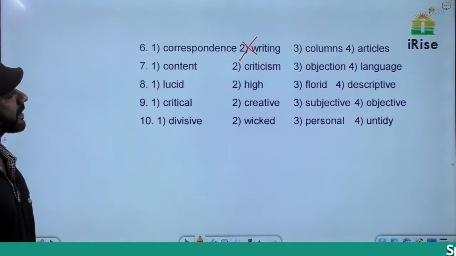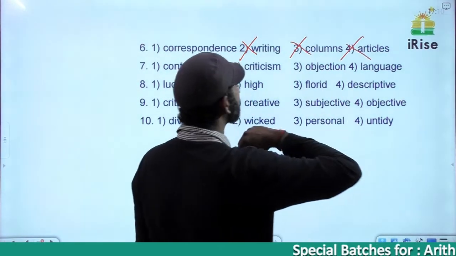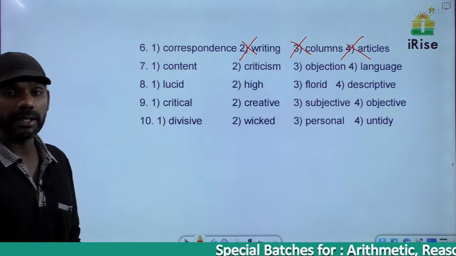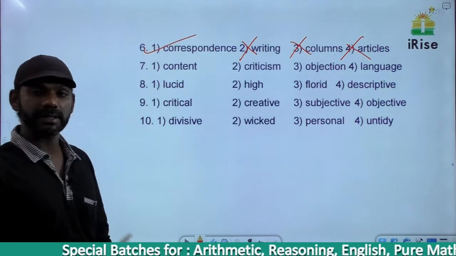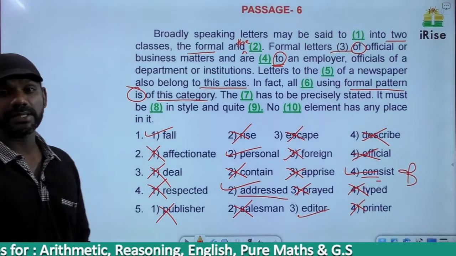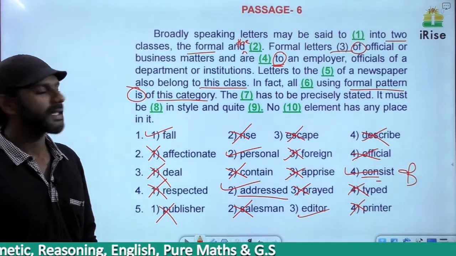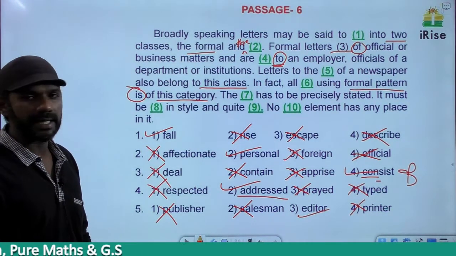Based on subject-verb agreement, option 3 is eliminated, option 4 is also eliminated. Columns, plural, articles, plural, eliminated. The answer must be option 1, correspondence. Correspondence means communication. Uncountable. Uncountable nouns carry a singular verb with them. So in fact, all correspondence using formal pattern is of this category.